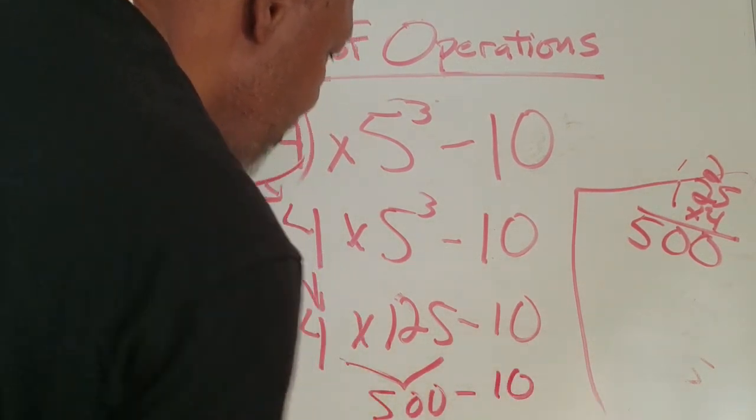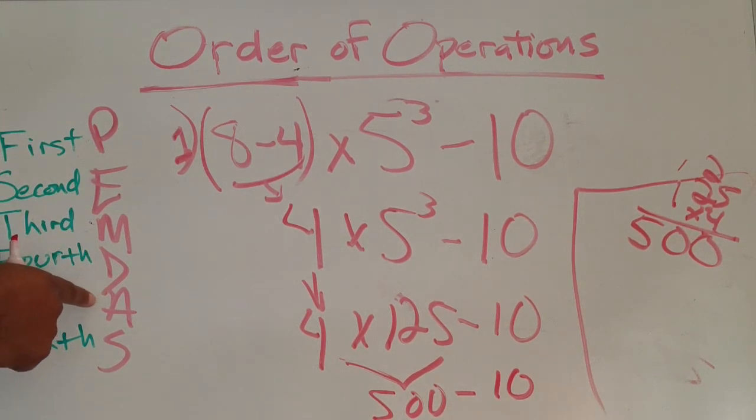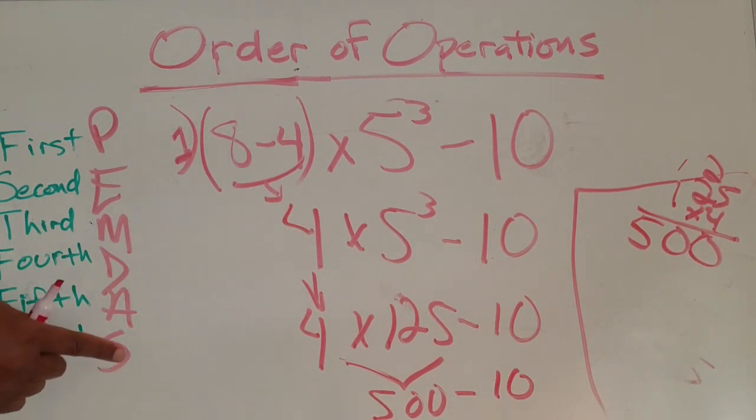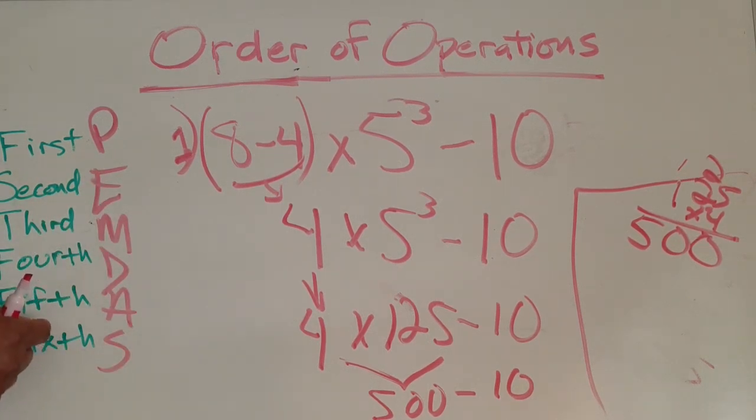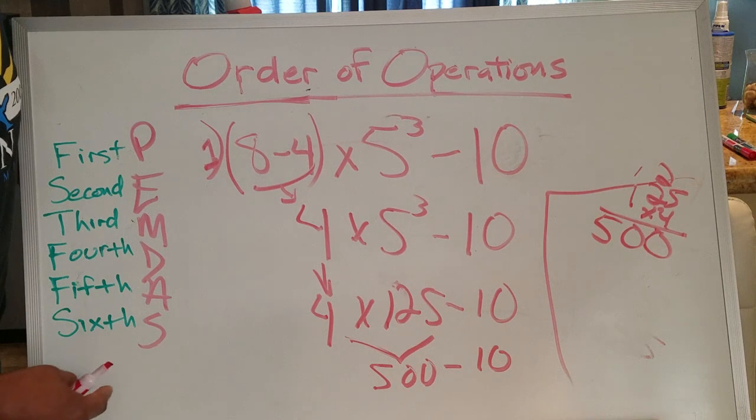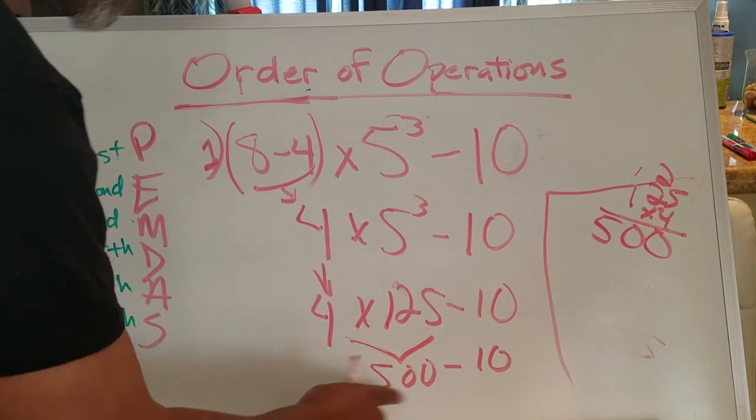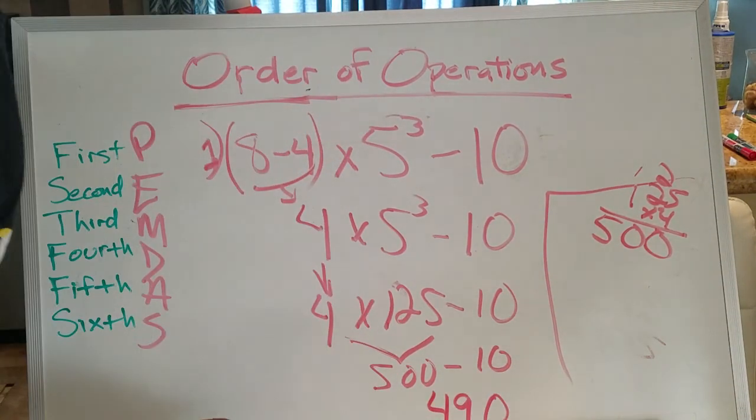minus 10. What's next? Parentheses, exponents, multiplication, division, addition. There's no addition. So it's addition and subtraction. You won't hear that from a lot of people, but I'm going to tell you the truth. It's addition and subtraction. So that means that you do addition and subtraction at the same time, starting from left to right. And if there's no addition, then you don't do the addition. If there's subtraction, then you do the subtraction. So 500 minus 10 is 490. And there's your answer. 490.